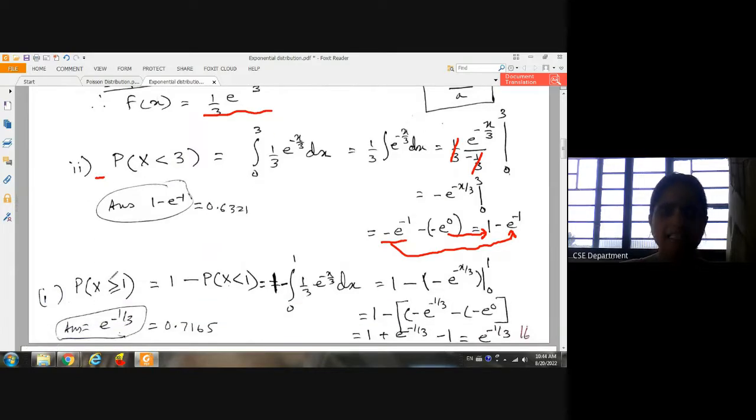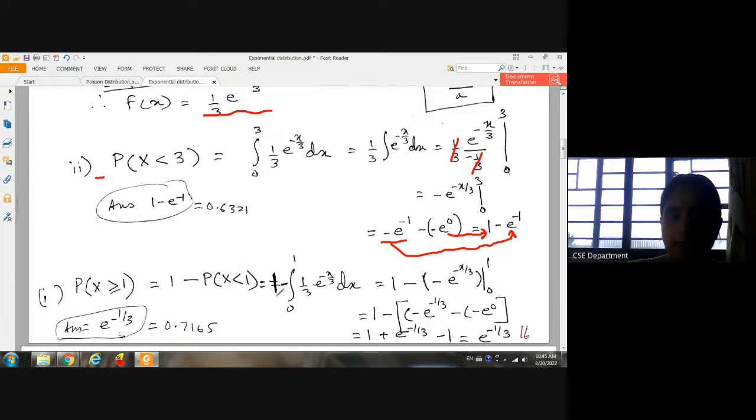Next is probability x is greater than 1. What can you do here? Probability x is greater than 1 is 1 minus probability x is less than 1. The probability that x takes the value 0 to infinity is 1. For any probability distribution, if you integrate the whole thing, it has to come to 1. You saw that in the example of finding k. So let us subtract the probability that x is less than 1; that gives the probability x is more than 1.